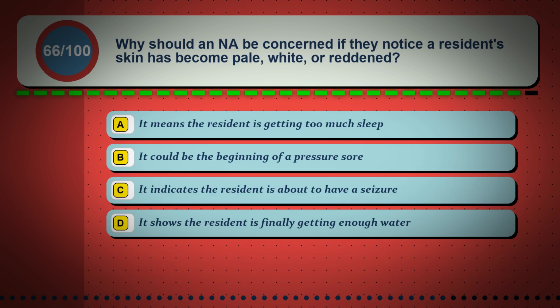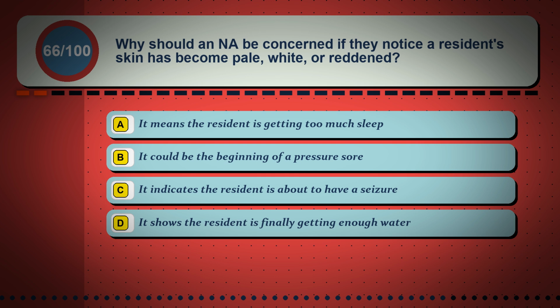Question 66. Why should a NA be concerned if they notice a resident's skin has become pale, white, or reddened? Option A, it means the resident is getting too much sleep. Option B, it could be the beginning of a pressure sore. Option C, it indicates the resident is about to have a seizure. Option D, it shows the resident is finally getting enough water.